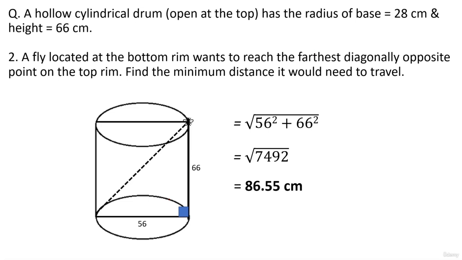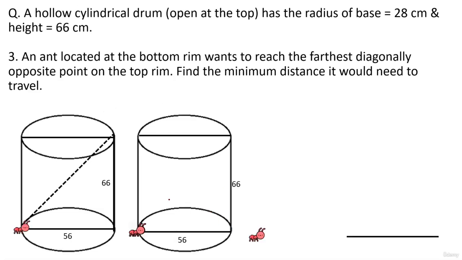Now next question. An ant is located at the bottom rim, wants to reach the farthest diagonally opposite point on the top rim. Find the minimum distance it would need to travel. Now the problem here is, guys, ants don't fly. So the ant would not be able to fly the distance. जैसे कि in this case जो fly ने किया था, the fly reached this point, right? But the ant cannot fly and reach this point. So what the ant will do, the ant can crawl.